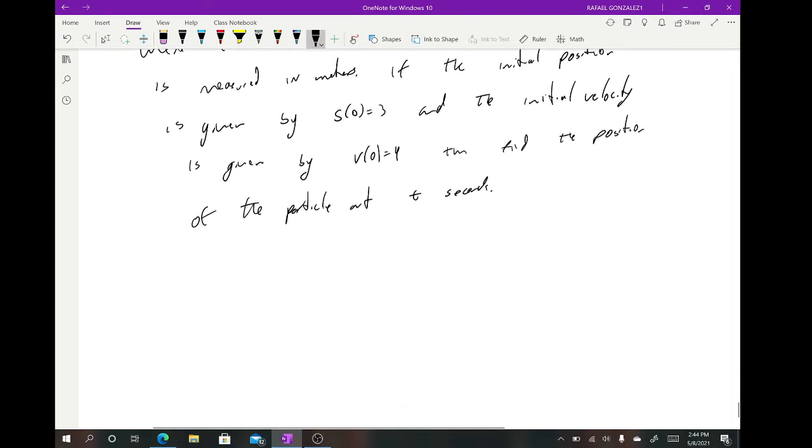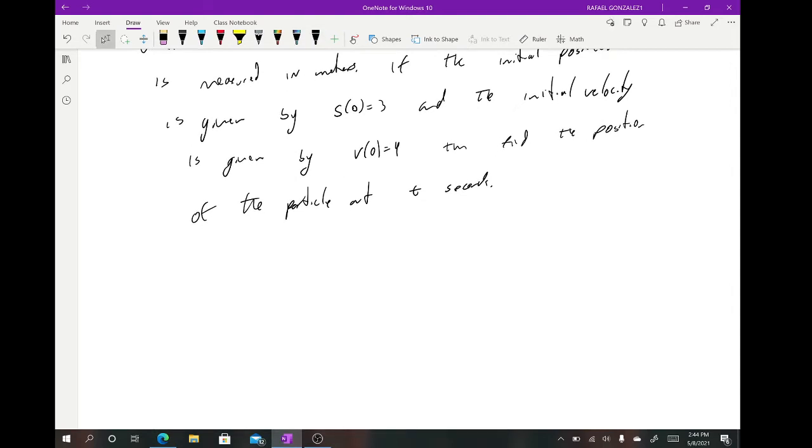Okay, so this is a problem where we have to use the indefinite integral. How do we know this? Well, when we first began talking about derivatives, I told you that if you have a function, let's say s of t, this function is our position function. It tells us where the particle is. If we take the first derivative, that gave us the velocity of the particle. And if we took the derivative again, the second derivative, that gave us the acceleration of the particle.